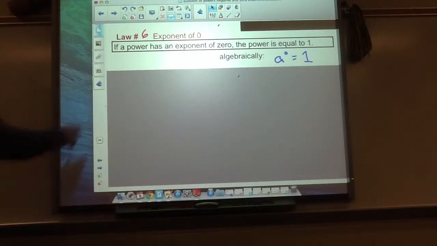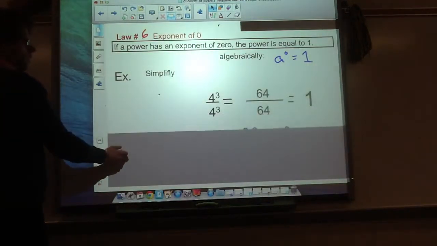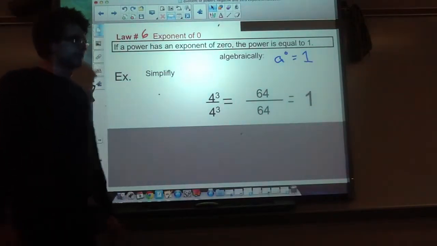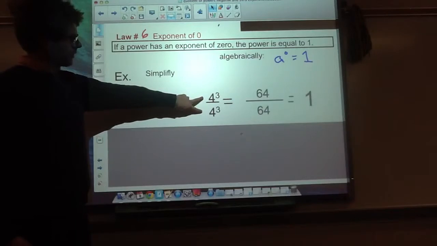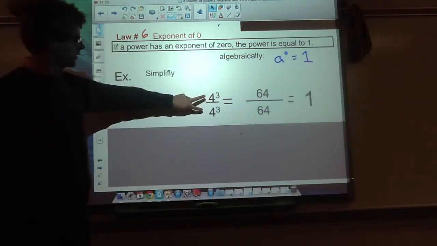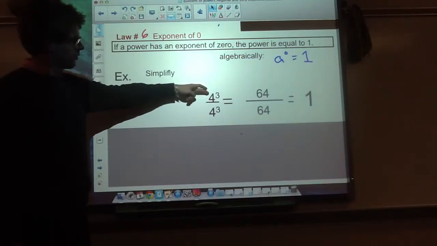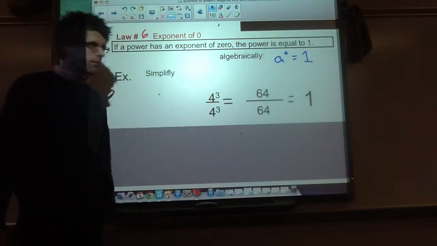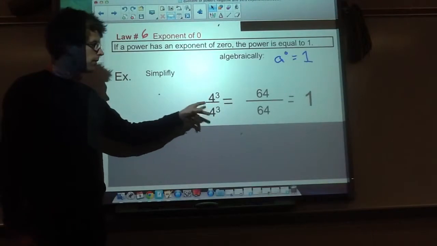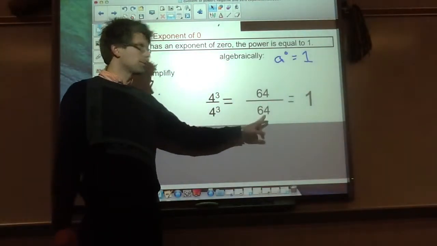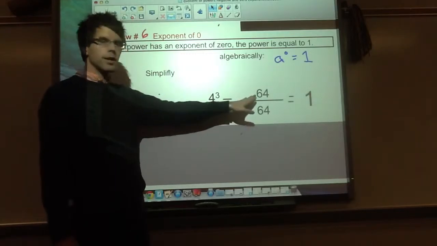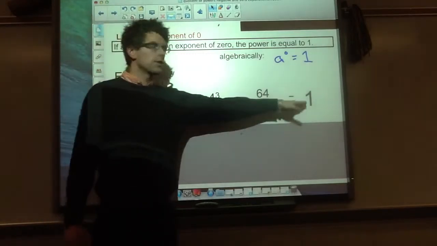So, if we want to understand why this is the case, I'll dedicate just a few seconds to that here. If, for example, I give you 4 to the third over 4 to the third, just two powers that are the same, of course, that would equal 64 over 64. And any time you have the same thing on the top and the bottom of a fraction, that's considered one whole.